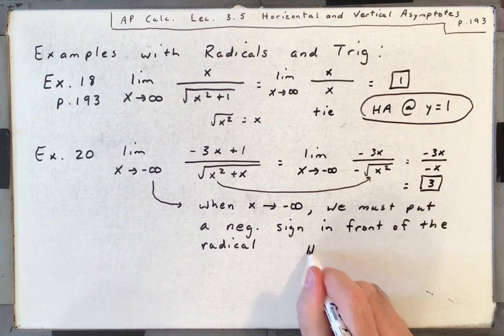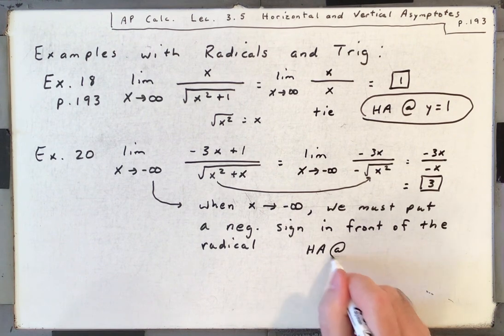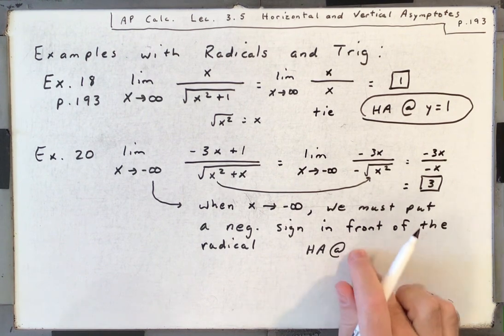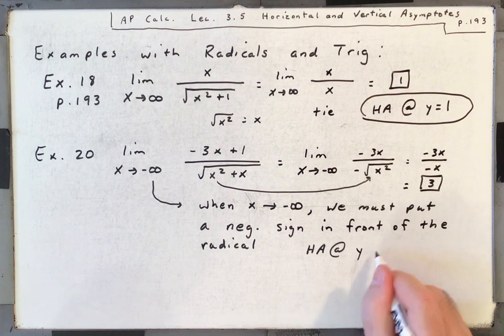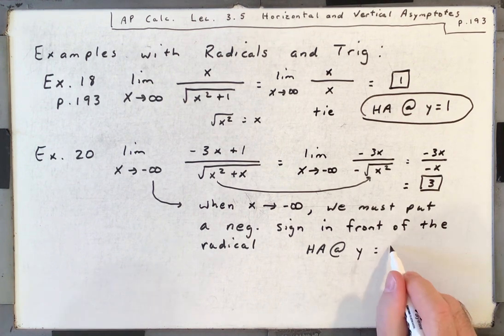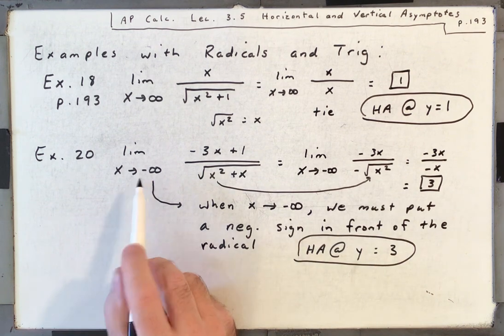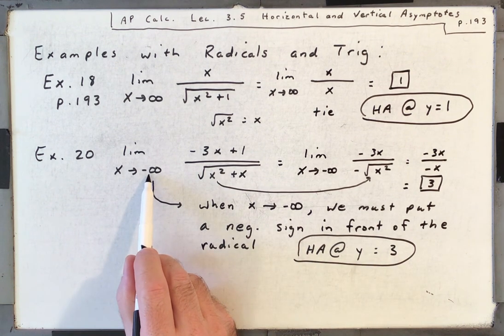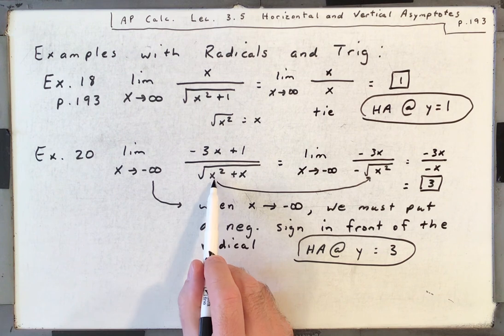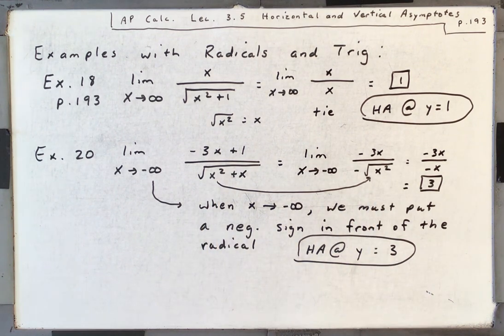So we have a horizontal asymptote at y equals 3. So be careful and make sure if you have a negative in front of the infinity and you have a radical, you have to do that. All right, let's go ahead and erase.